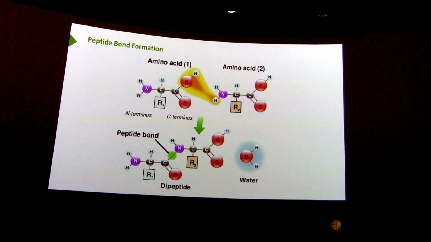Wednesday, I'll talk about this right here, how we make peptide bonds. But in the meantime, we have something important.